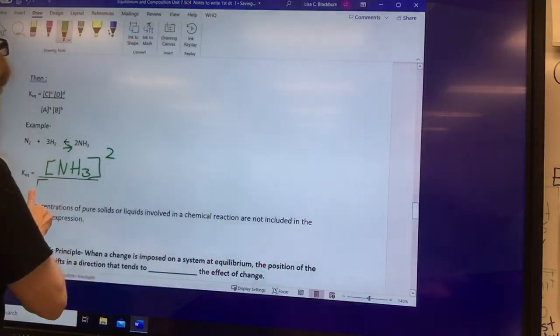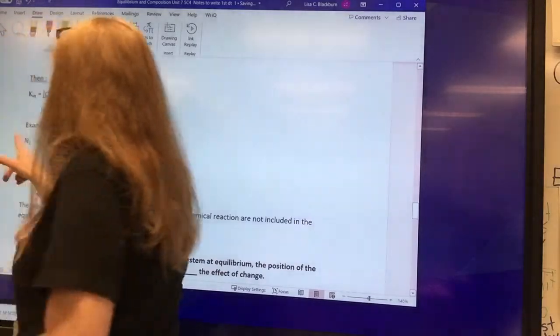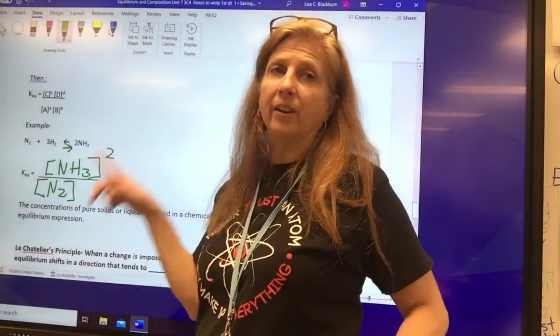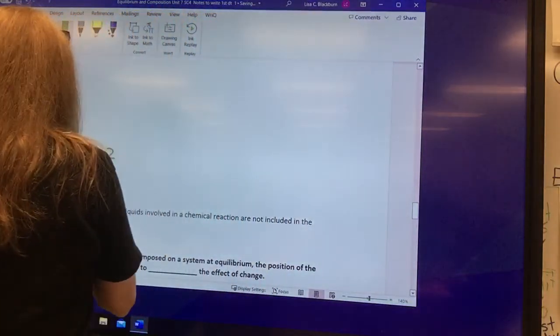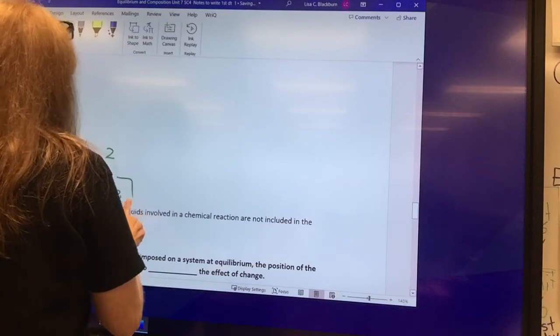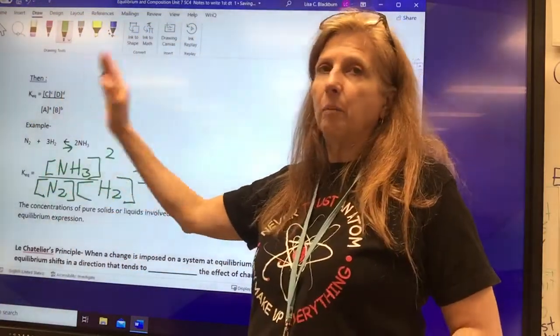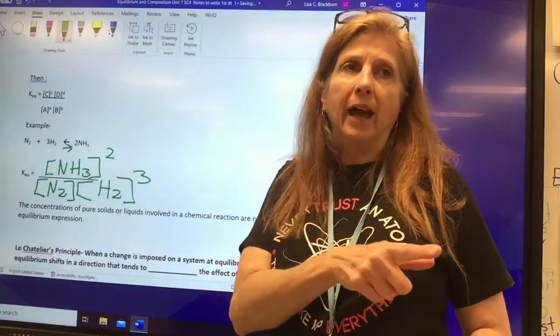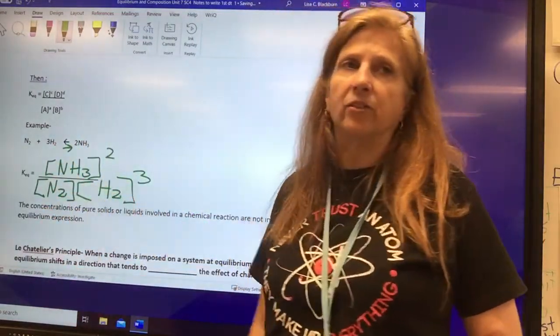So I will put the concentration of nitrogen raised to the first power, but I don't have to write it. It's understood. Times the concentration of hydrogen raised to the third power. So in math, parentheses mean multiply. So in your calculator, you will multiply those numbers.